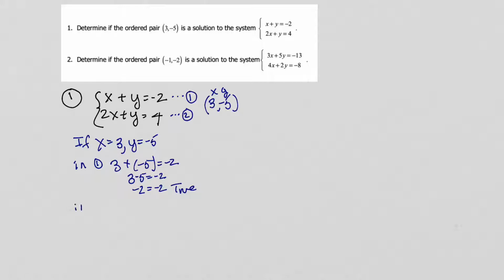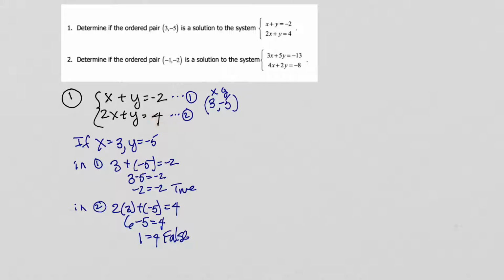What about the second one, though? Let's try number 2. We'll get 2 times x, but x is 3, plus negative 5, is supposed to be equal to 4. This gives us that 6 minus 5 equals 4. Well, that says that 1 equals 4, and this is false. So this point here does not solve equation 2.